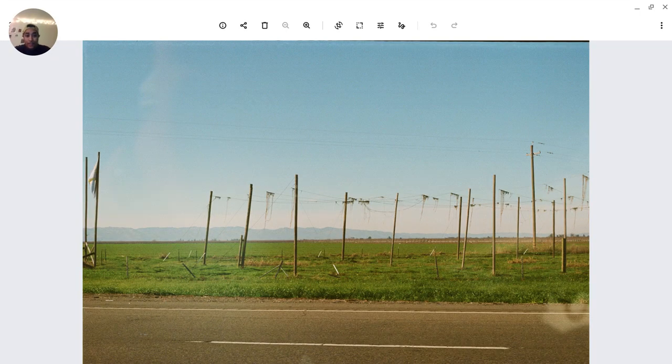Alright, I really love this one. I love the colors, the contrast, the blue, the green with the mountain ranges. I like these fence posts that we've got here, or telephone lines. I don't know what they are. If you know what they are, let me know in the comments. But yeah, I shot this from the car.